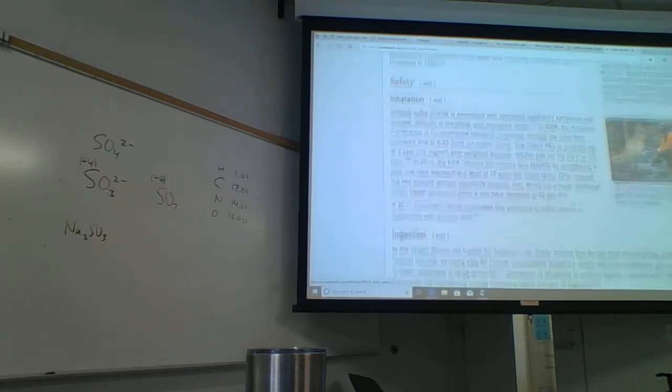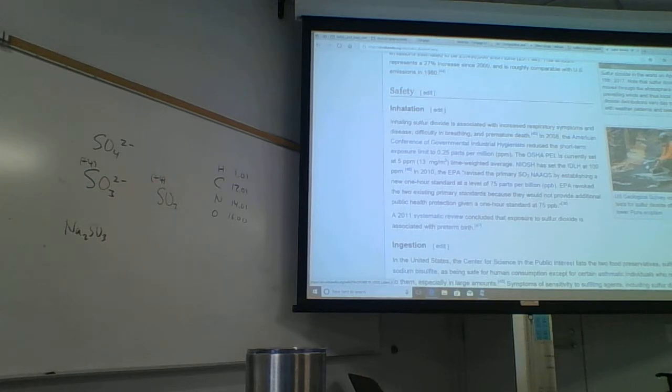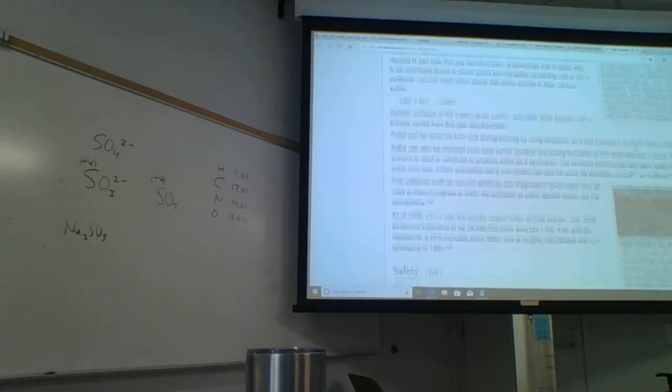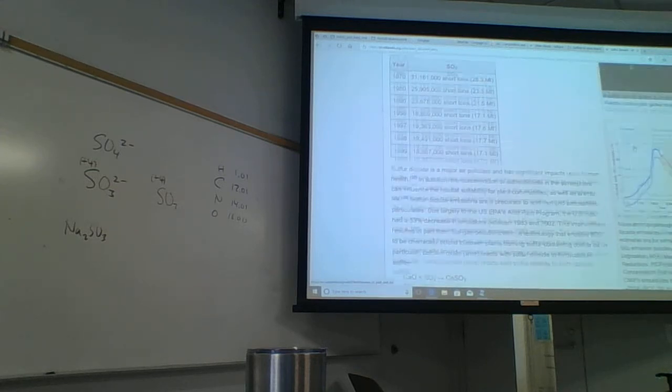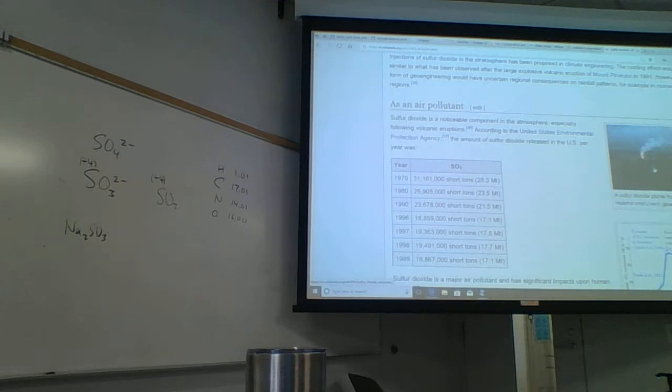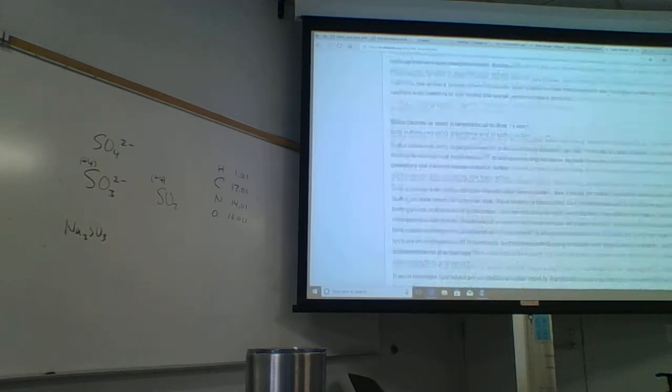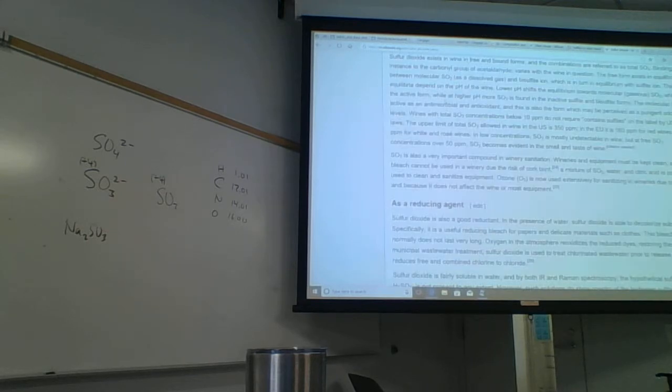Sulfur dioxide in a volcano, this is in Hawaii. And in fact, in Hawaii, they had to evacuate because of a large concentration of sulfur dioxide. A lot of SO2 is emitted from volcanoes. Anyway. Let's change topics.